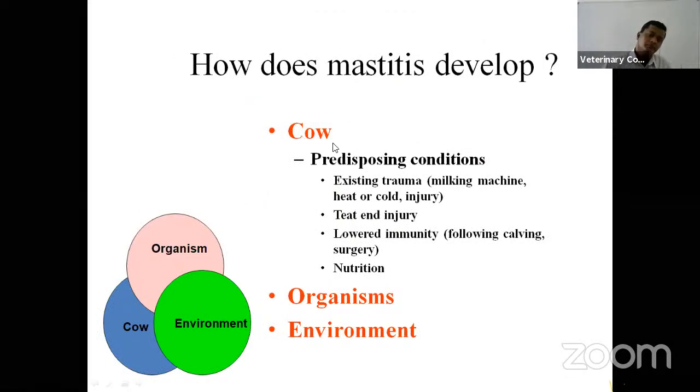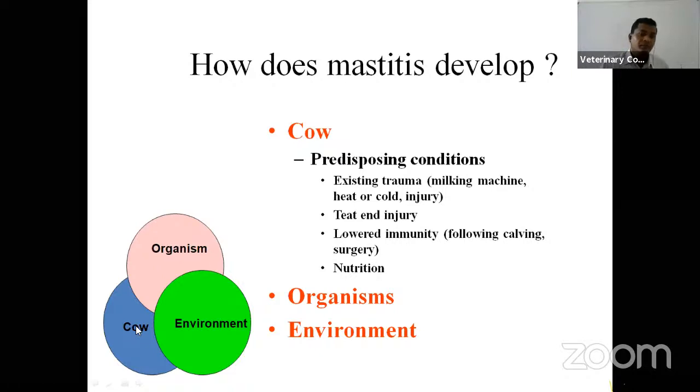Several factors determine whether a cow suffers from mastitis or not. We call them the cow factors, environmental factors, or the factors associated with the organisms. If the organism is a contagious type, such as staphylococcus, which has a lot of virulence mechanisms, even a few organisms entering the udder will lead to mastitis. Virulence, pathogenicity, and drug resistance among these organisms are important.